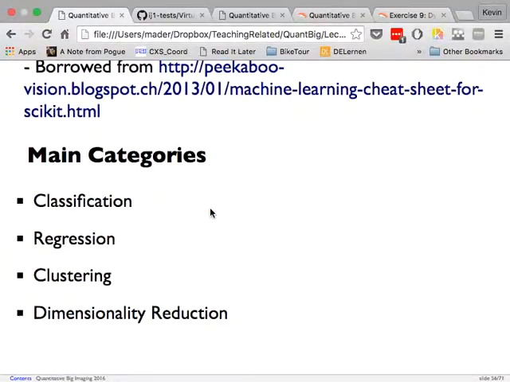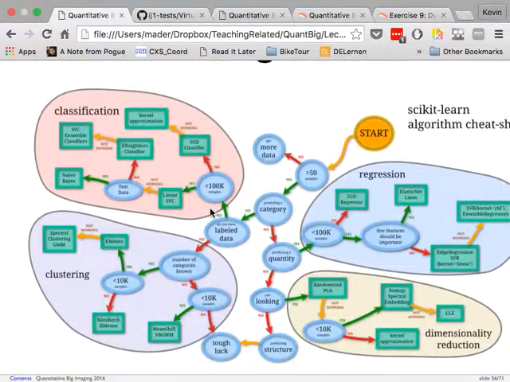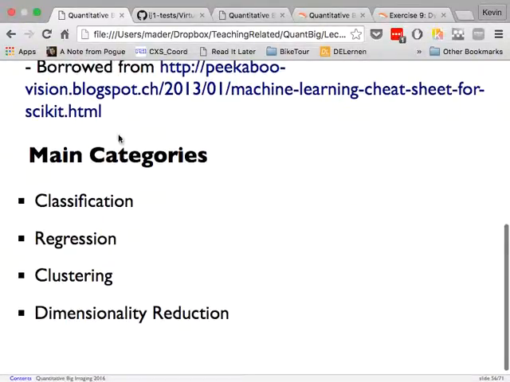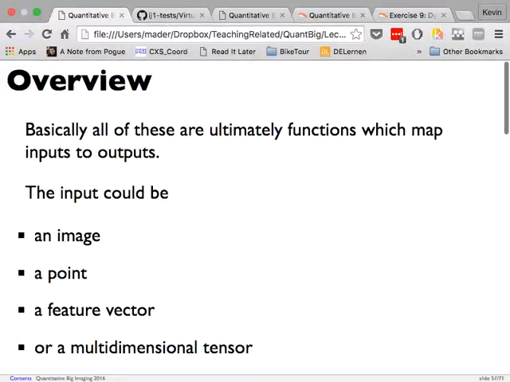And so the main categories which you see in this chart are the classification, the regression, the clustering, and the dimensionality reduction. And so those are the important general categories for algorithms and tools that you have available in machine learning. And the idea is that basically all of these are ultimately functions which map inputs to outputs. And so what you're mapping is determined based on which category you fall into. And this also determines what your output will be.